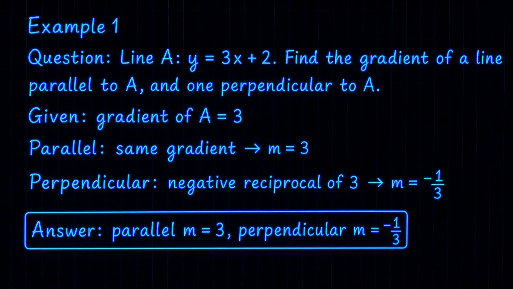A perpendicular line uses the negative reciprocal. Flip 3 to make 1/3, change the sign, and you get -1/3. So parallel gradient 3, perpendicular gradient -1/3.